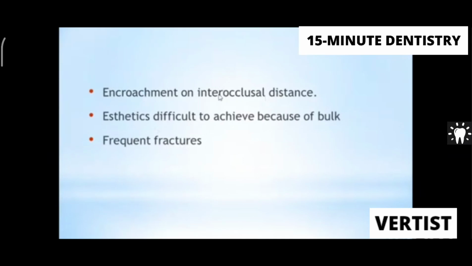Encroachment on interocclusal distance. Interocclusal distance is one very important factor when you decide about the type of overdenture. Whether you can give the overdenture or you cannot give the overdenture, if you decide to give the overdenture, depends on the intra arch distance. You will have to decide what kind of overdenture attachments you can use, right? And aesthetics, because like I said, it's bulkier, so sometimes aesthetics is difficult to achieve, right? And the fracture of the denture, because it has so much retention and support that the patient's chewing efficiency is more and it leads to frequent fractures.